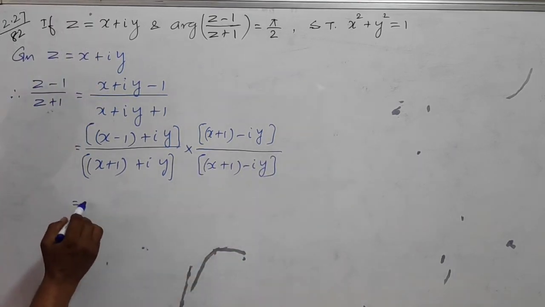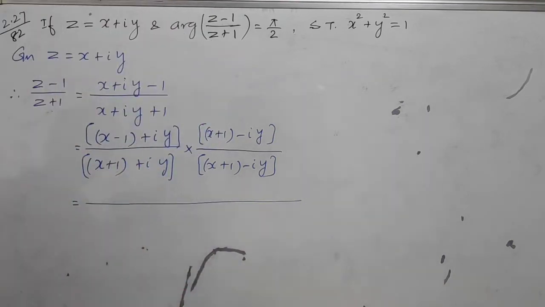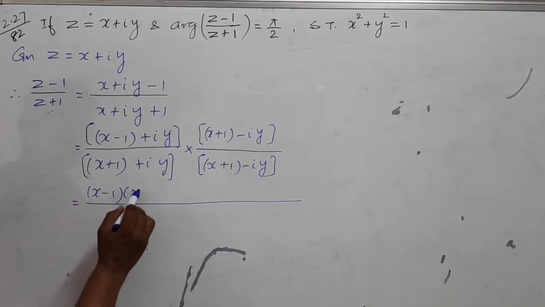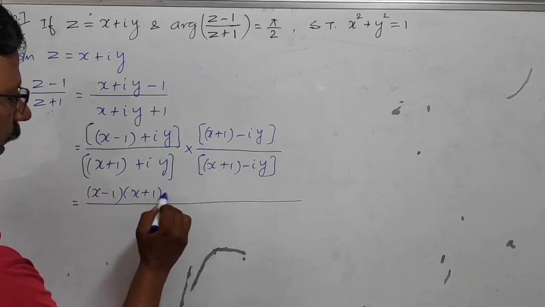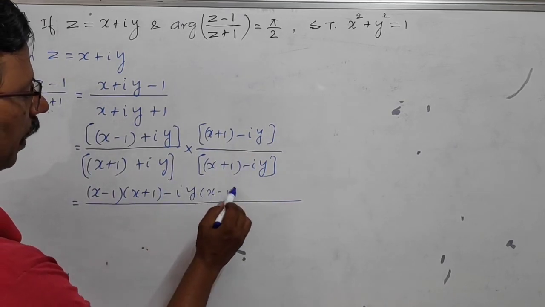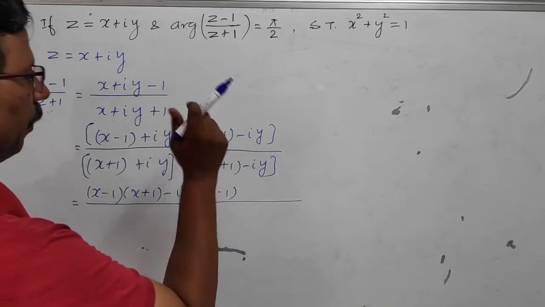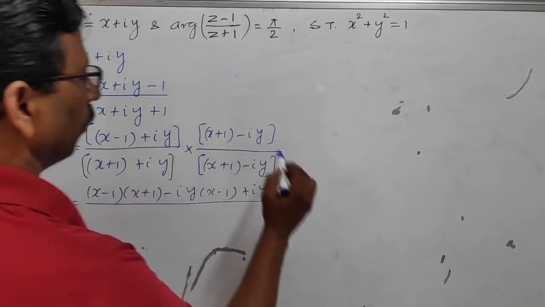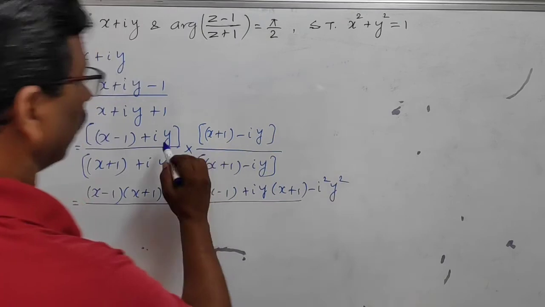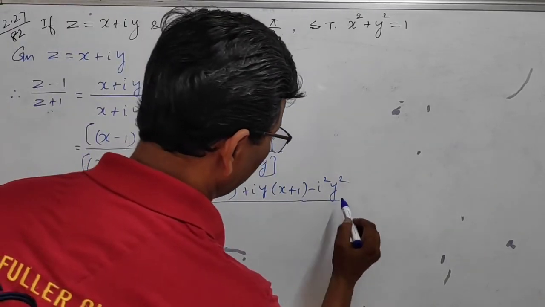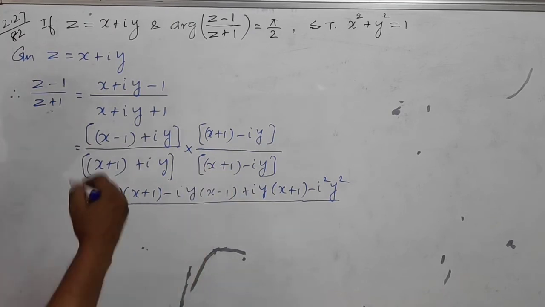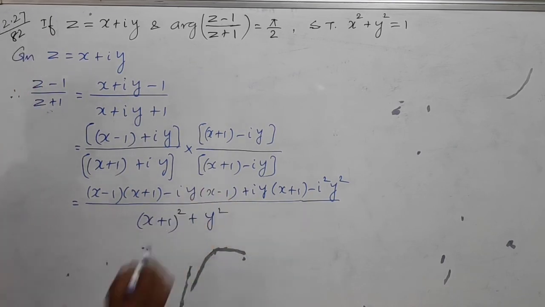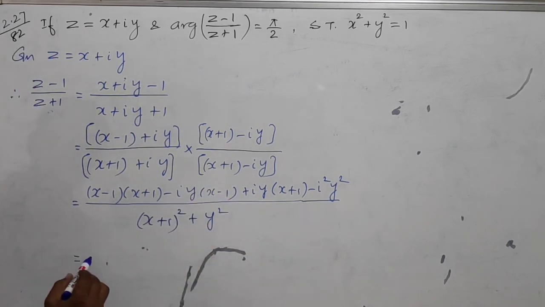Then, like the previous problem, you multiply x minus 1 into x plus 1, then minus i into y into x minus 1, product of these two. Then take this one and multiply with these two, plus i into y into x plus 1, then minus i square y square, divided by z into z bar, meaning real part square plus imaginary part square, that you can write as (x plus 1) the whole square plus y square.